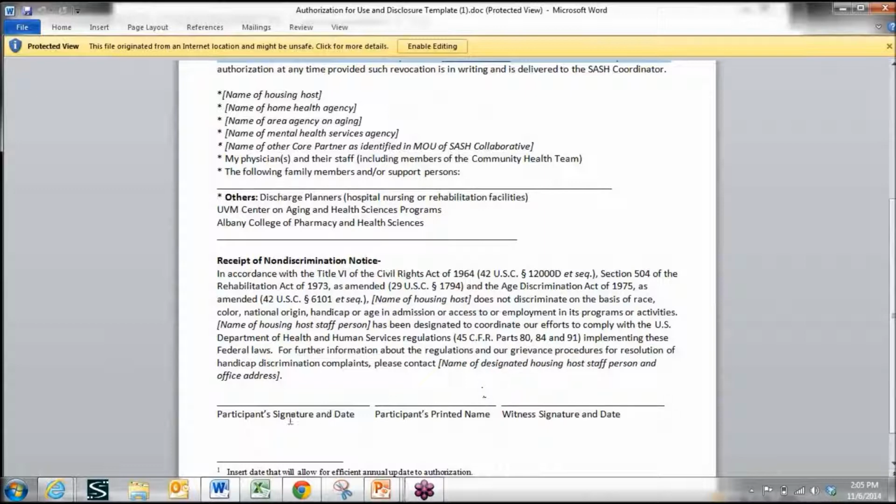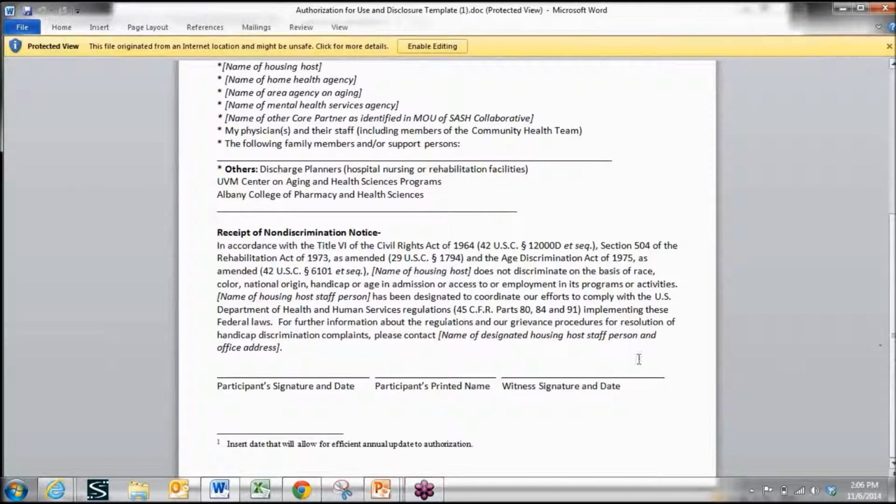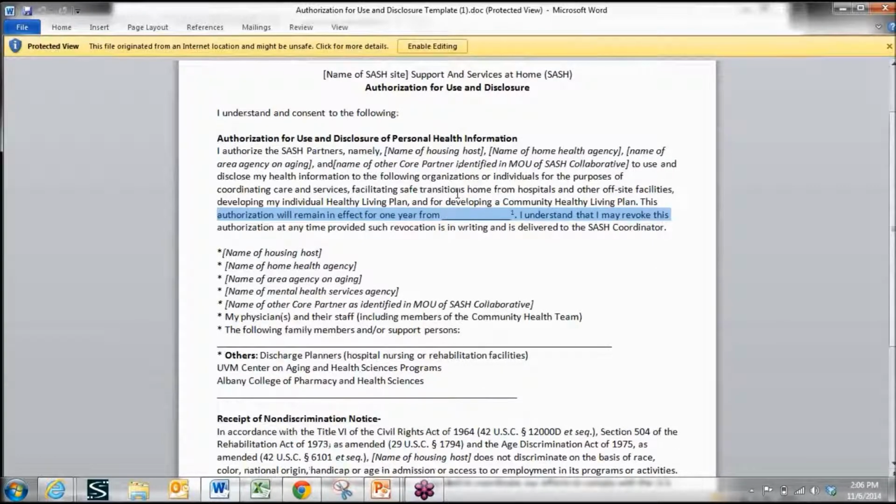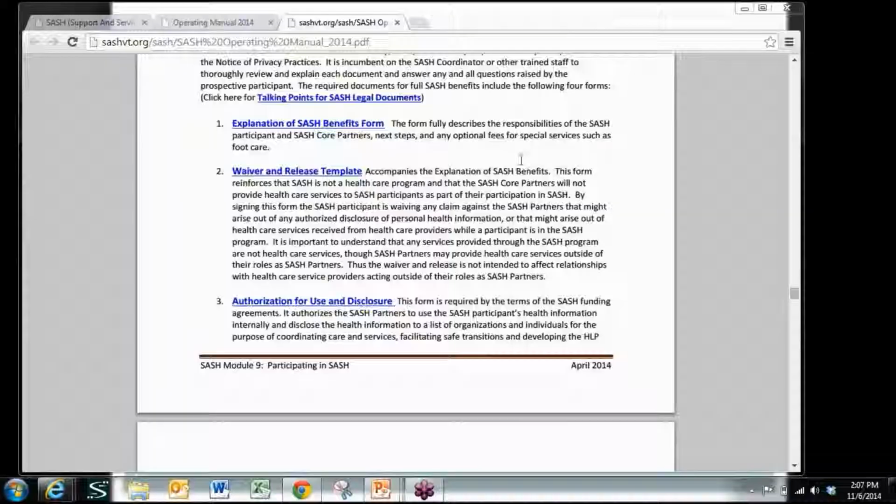This is one of the two forms that needs a signature by your participant. So you'll see that your participant needs to sign and date this, and you will need to witness it as well. So you'll want to have a pen ready. Okay, and this note down here is just reminding you to insert the date that they signed it up in that first paragraph so that you remember that you have to reauthorize this form in a year.